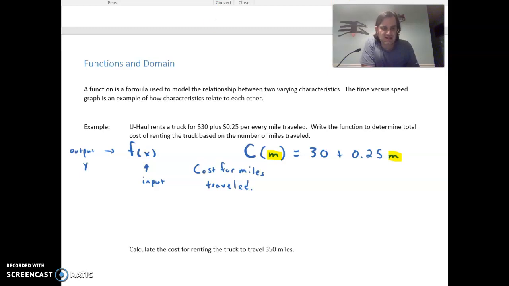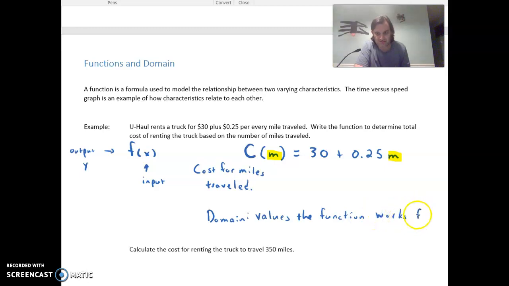Okay. One thing we always need to make sure we understand is something called domain. And this is the values the function works for. So we usually need to state that.